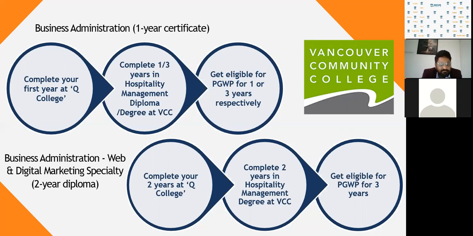postgraduate work permit. Talking about our other program, which is business administration, web and digital marketing specialty, where the student will complete their first 2 years at Q College, the next 2 years in a hospitality management degree at Vancouver Community College, and after the successful completion of the same, they will be entitled to a postgraduate work permit for 3 years.